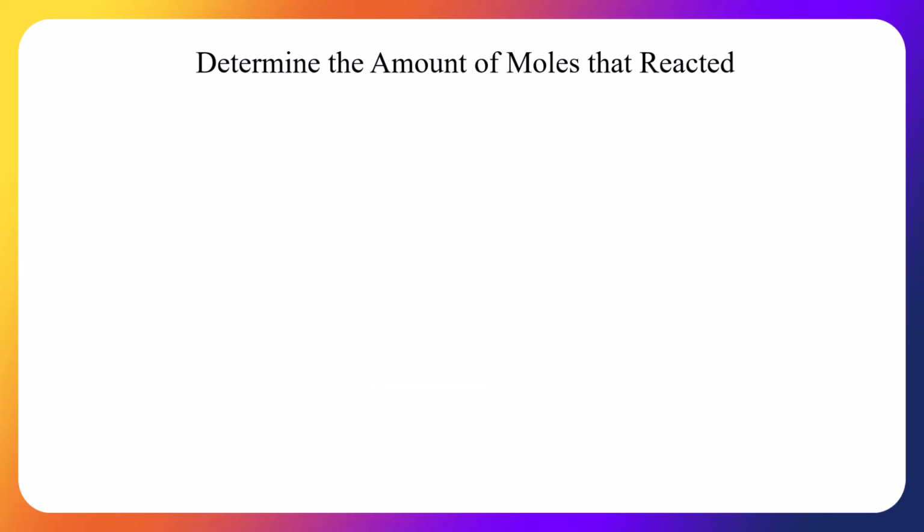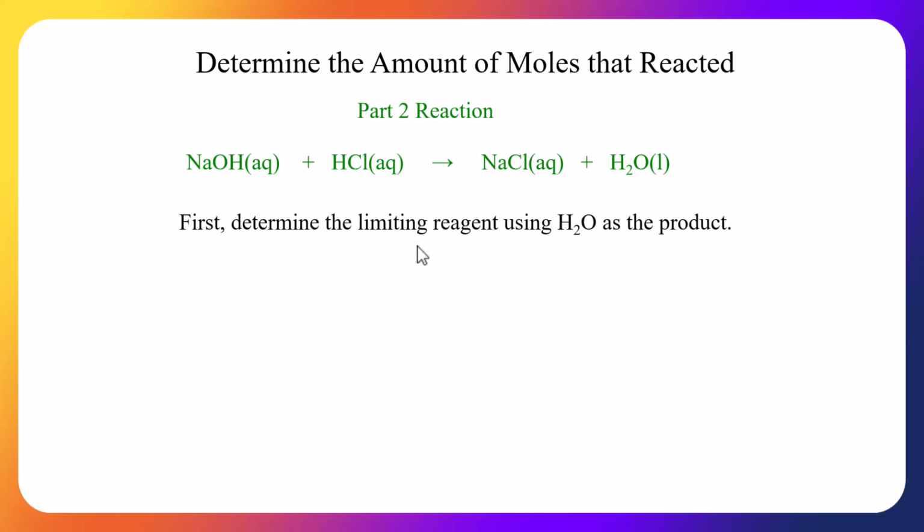So, determine the amount of moles of reactants. First of all, we determined the amount of energy in the previous slide. Now we're going to determine the amount of moles. We have the balanced equation, 1, 1, 1, and 1. Then we need to pick out a limiting reagent. Well, I'm just going to pick out water this time.